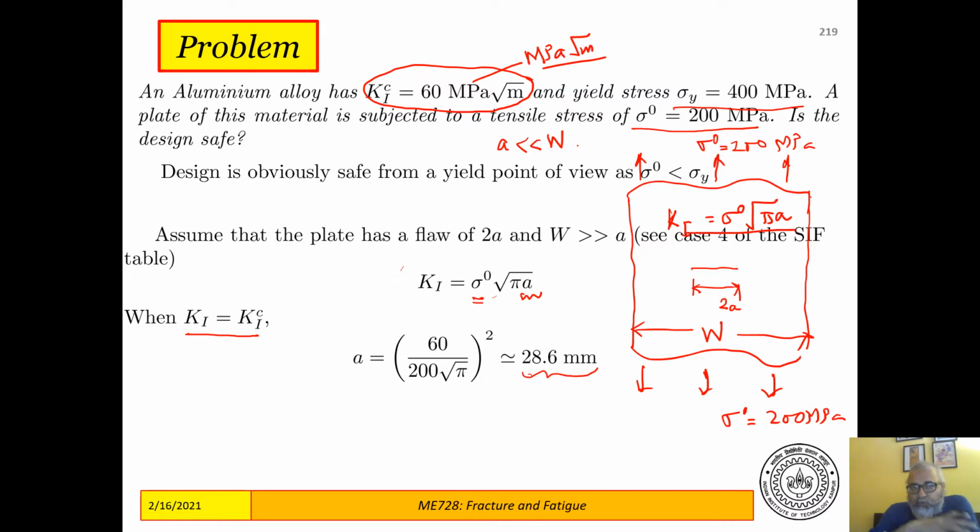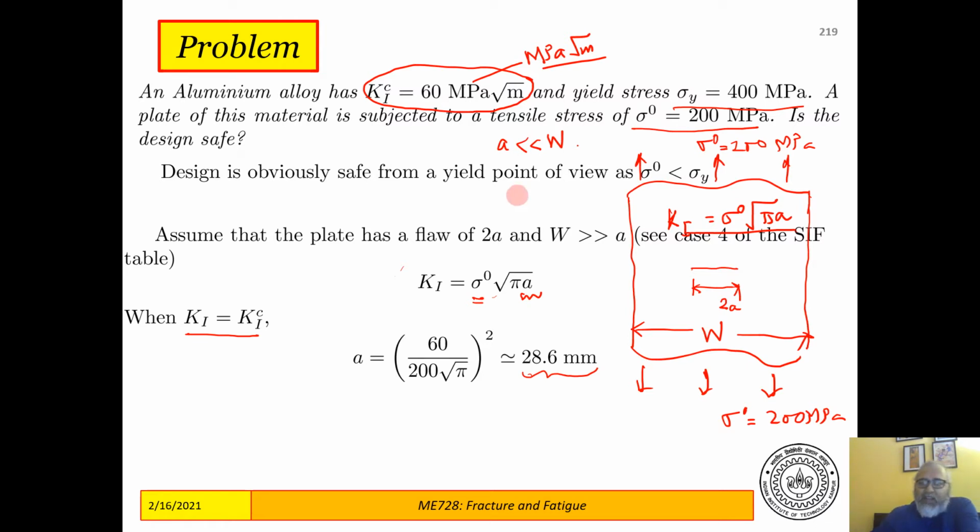So if your inspection process can detect a crack of this size, detect a crack of 57 millimeter, which is quite a large size actually. If it can detect a crack of 57 millimeters, then this design is safe. If it cannot detect a crack of 57 millimeters, then the design is unsafe. It is safe from the yield point of view, but from the fracture point of view, it's safe provided you can detect a crack of size 57.2 millimeter.